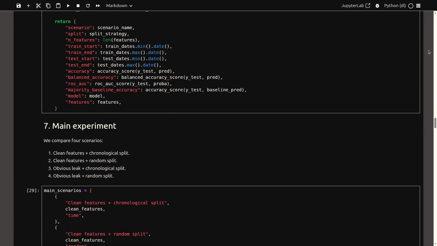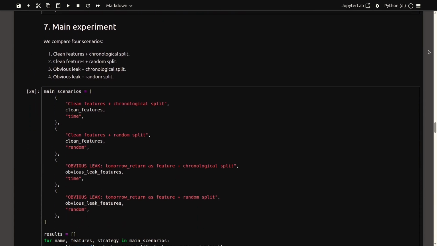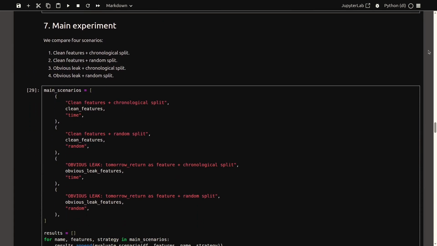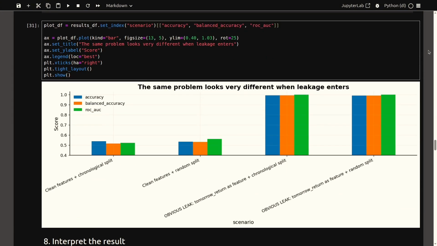Now we train the model twice. First with only honest features, the score is realistic. Then with the leaky feature included, the score suddenly becomes almost perfect. And this is the whole point. The model didn't become smarter, it saw tomorrow. This is why data leakage is so dangerous. It doesn't make your model look broken. It makes your model look amazing.